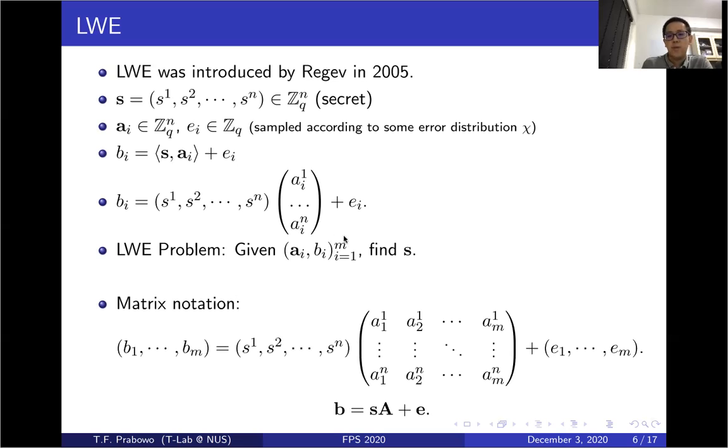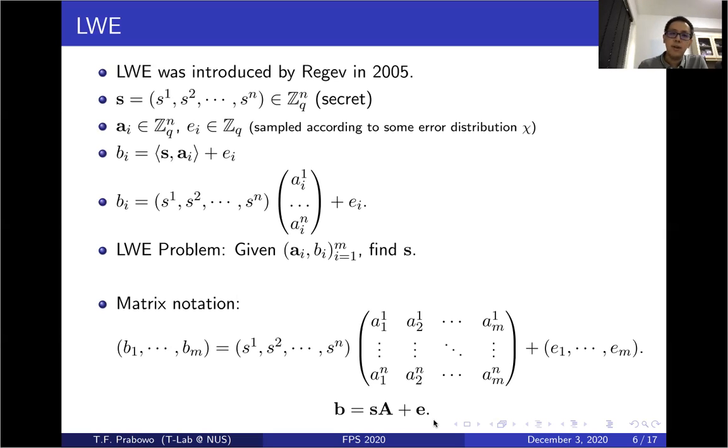And because we have m of them, instead of having m equations, we can put them together into one matrix equation. Put all the b_i together, b_1 to b_m. This is our S, and this is our A_1, A_2 up to A_m. Put them together in the form of a matrix, and we get one equation. So this is B equals SA plus E.